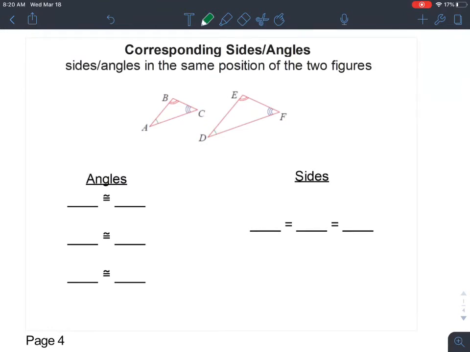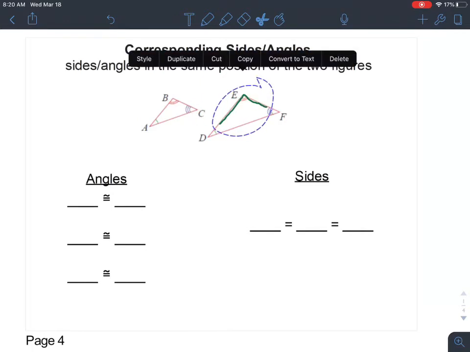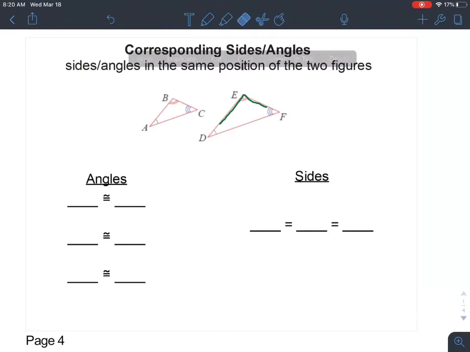Alright, then the next part, the corresponding sides and angles. So those are going to be either the sides or the angles that are in the same position of the two figures. So kind of like when we did corresponding angles in parallel lines, you should be able to take one of them and just drag it over to the other shape, and it should be the exact same size in the exact same position. As I mentioned before, angles are always going to stay congruent in similar shapes, whereas the sides, though, there needs to be some sort of scale factor that takes you from one to the other.